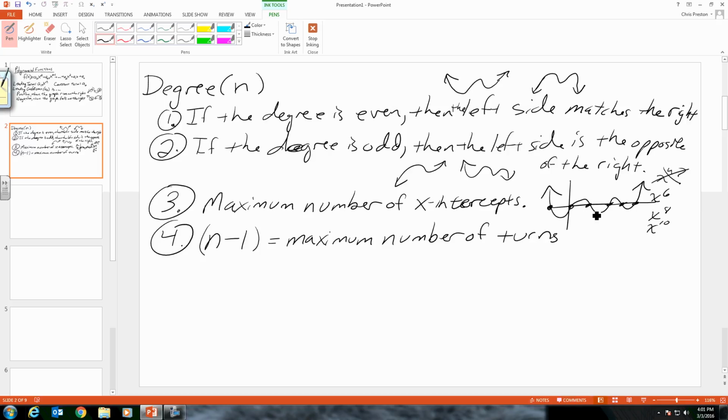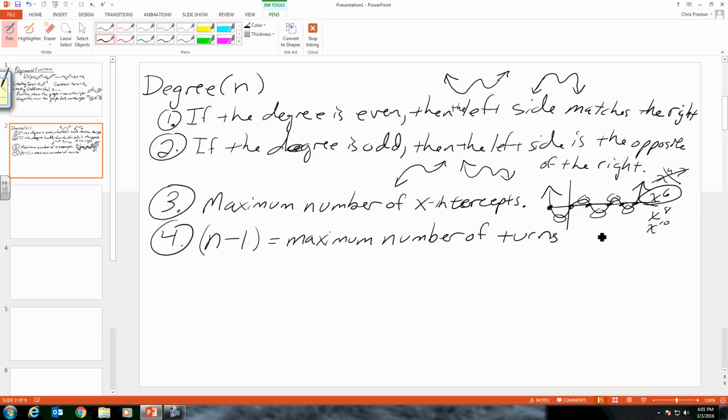So I said this could be x to the 6th. You can think there's 1, 2, 3, 4, 5 turns in there. So you think if this was x to the 6th, then 6 minus 1 would say 5. There could possibly be 5 turns. And again, you might not have that many.